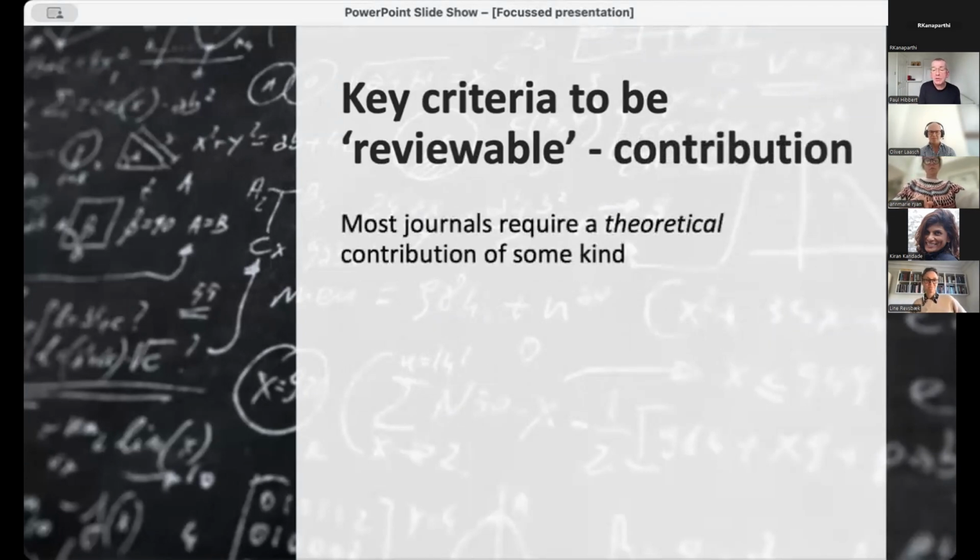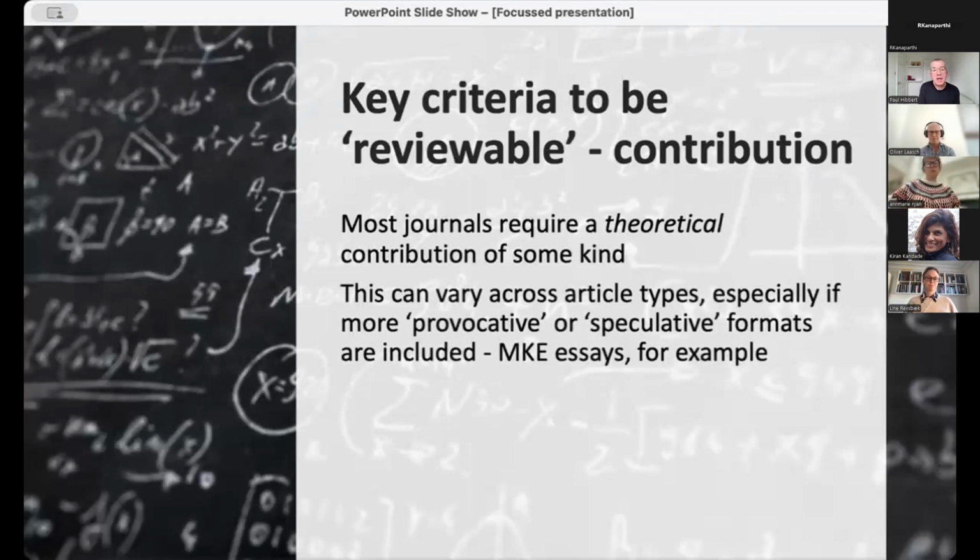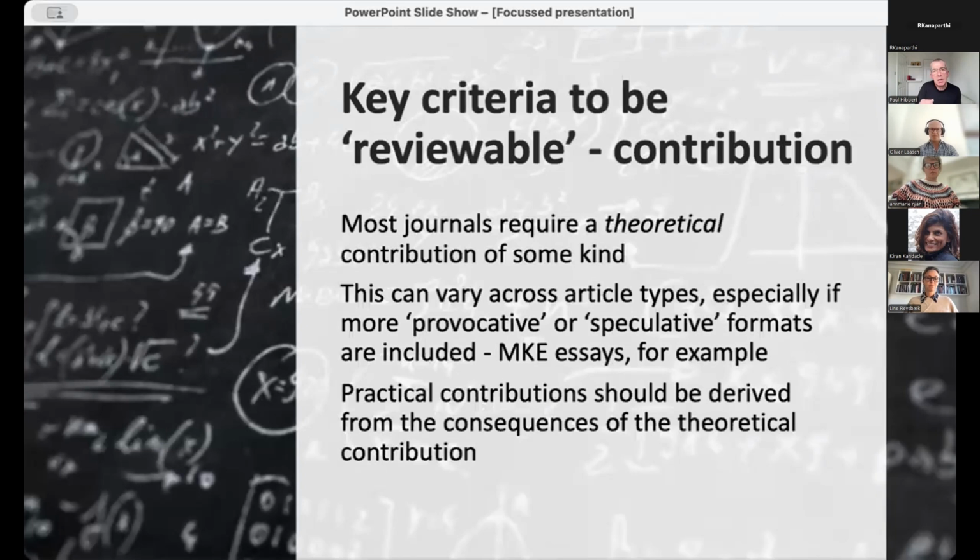Contribution. Most journals, including BJM, require a theoretical contribution of some kind, and that can vary across the different article types, especially the provocative and speculative contribution we'd look for in MKE essays, for example. But in general, we want you to demonstrate how you're making some change to the theoretical conversation. You're leaving the conversation different than when you joined it. And any practical contributions are derived from the consequences of the theoretical contribution. They come by way of that. Because you've made this addition to theory, this has these practical implications. That kind of logic flows.